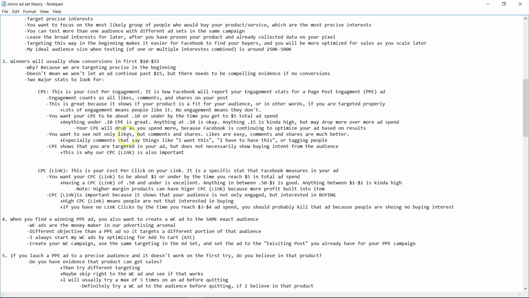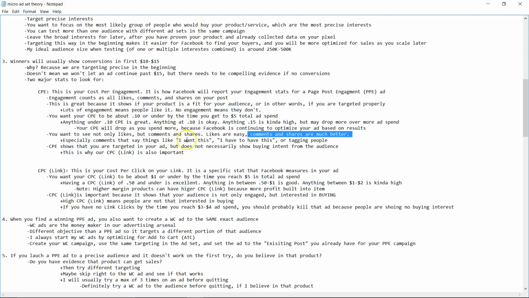So you want to see not only likes, but comments and shares. Of course, likes are cool, but likes are easy. Comments and shares are much better because it shows more action, more high value action from your audience. Especially if they're tagging people and they're sharing it on their own personal profile page, that's like free advertising. So that lets you know you've really hit the money if you're starting to get a lot of tags and shares in the very beginning.